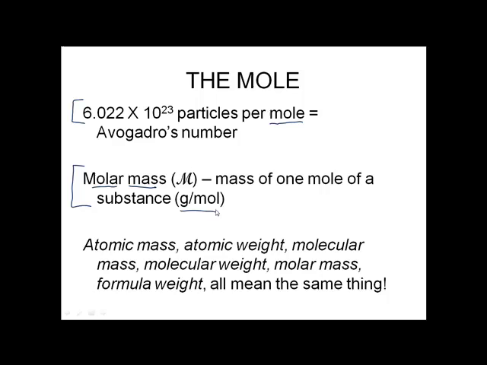On the periodic table, we have our masses that are there. These can either be in AMUs or in grams per mole. We're going to use them in grams per mole. We virtually never use AMUs. All these things mean the same thing: atomic mass, atomic weight, molecular mass, molecular weight, molar mass, formula weight. We get it from the periodic table, find out their values, add them up, and we'll get our molar mass, how much 1 mole of a substance would weigh.